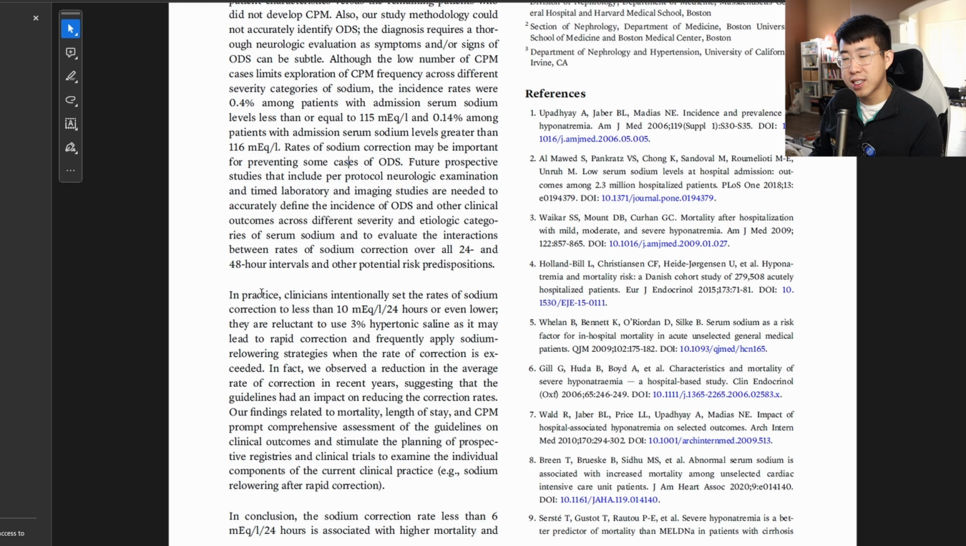And finally, in conclusion, they state, in practice, clinicians intentionally set the rates of sodium correction to less than 10 milliequivalents per liter per 24 hours or even lower. They are reluctant to use 3% hypertonic saline as it may lead to rapid correction, and they frequently apply sodium lowering strategies when the rate of correction is exceeded. In fact, we observed a reduction in the average rate of correction in recent years, suggesting that the guidelines had an impact on reducing the correction rates. Our findings related to mortality, length of stay, and CPM prompt comprehensive assessment of the guidelines on clinical outcomes and stimulate the planning of prospective registries and clinical trials to examine the individual components of the current practice.